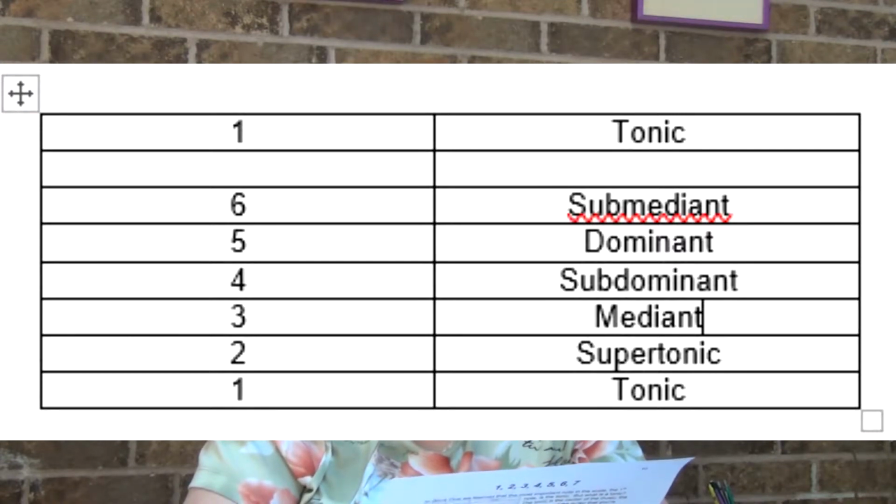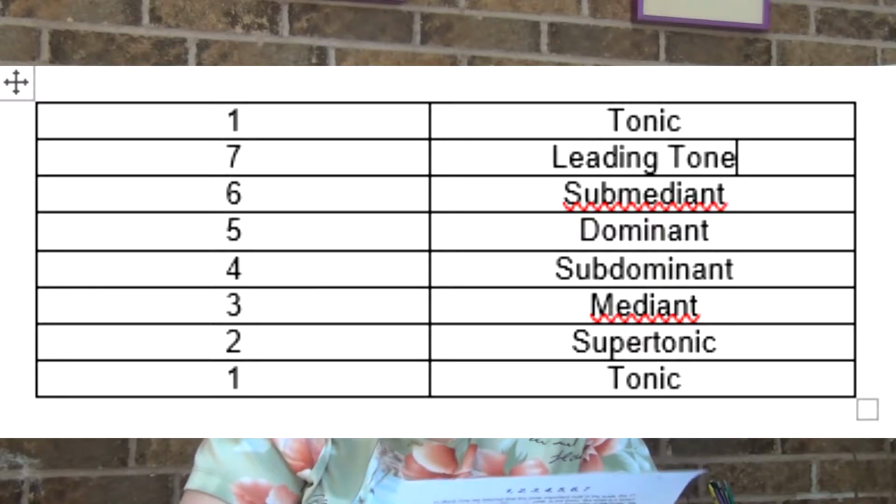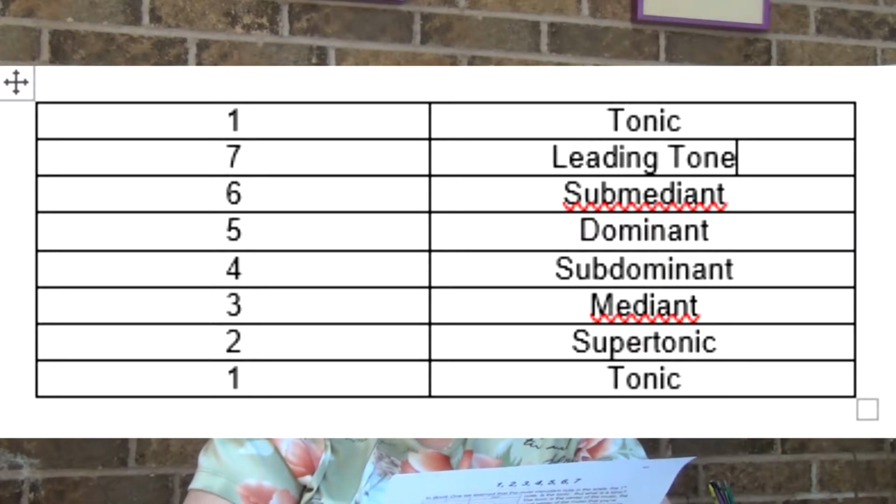And the last one is the seventh note. This note is called the leading tone because it leads to the tonic. Sing it! Do, re, mi, fa, sol, la, ti, do. Pardon my singing. Ti has to go to do. Now let's play it.